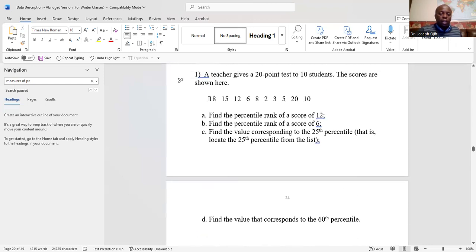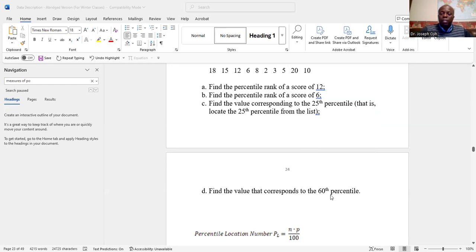The question says, a teacher gives a 20-point test to 10 students. The scores are shown here. Find the percentile rank of the score of 12. Find the percentile rank with a score of 6. Find the value that corresponds to the 25th percentile, that is, locate the 25th percentile. The other way of asking this is to say, locate the 25th percentile from the list. Then, find the value that corresponds to the 60th percentile.